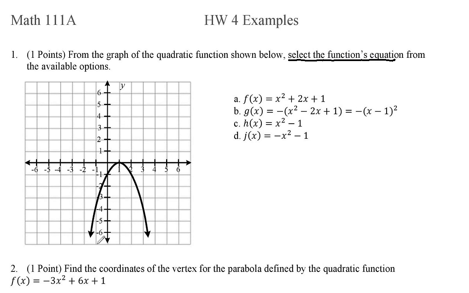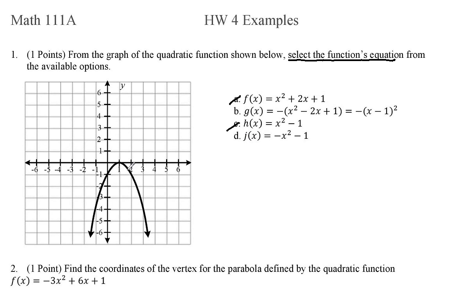Well, we see that this parabola opens upside down, so we know right away that it's got to have a negative in front of it. So this positive x squared, that one's out. And here this one is the negative of x minus 1 squared. So that's a possibility. x squared minus 1, so that's x squared, right side up function, shifted down 1, that's out. And then negative x squared minus 1, so that negative x squared, that's a possibility. So it's either B or D.